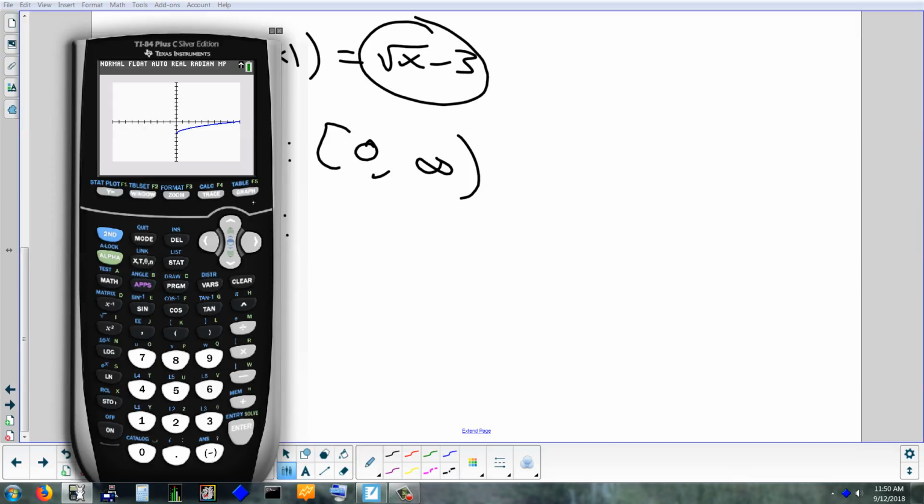If you're not sure, go to your table and see if it's getting closer and closer to a number as you make x bigger and bigger. To me, it doesn't look like it's getting closer and closer to anything. If you make x bigger and bigger and bigger, it looks like y just keeps getting bigger and bigger and bigger. Okay, so it's just going to keep going up.